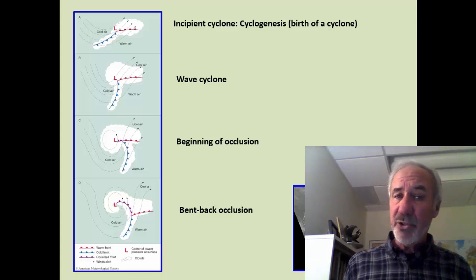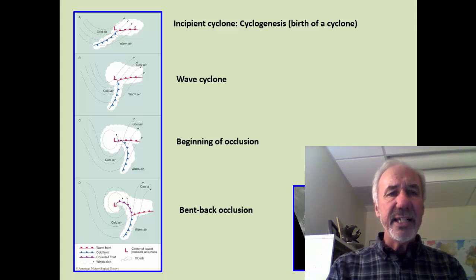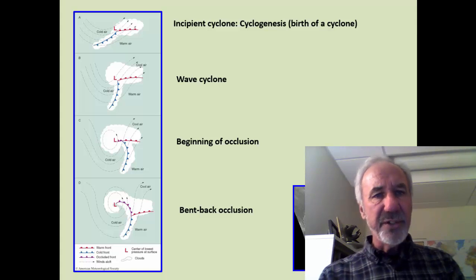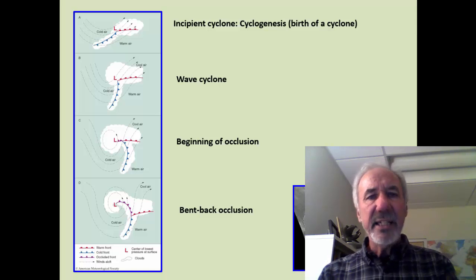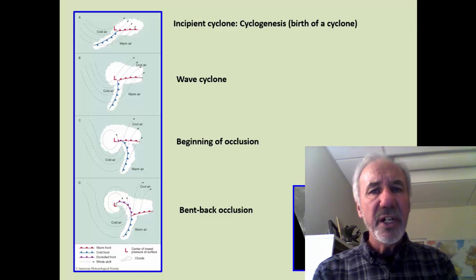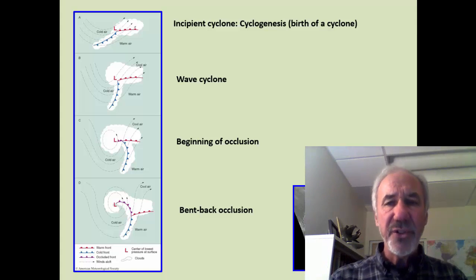Well, this is how we observe cyclones or extratropical cyclones developing in the mid-latitude regions. You can see they're going to go through 4 stages here. Let's look up at the top at A. It's referred to as an incipient cyclone or cyclogenesis. How do we get an extratropical cyclone to develop?